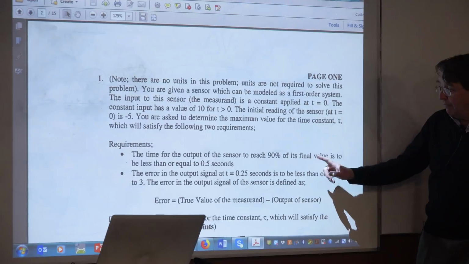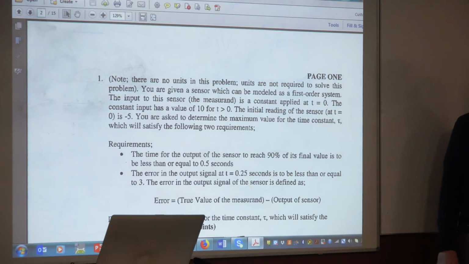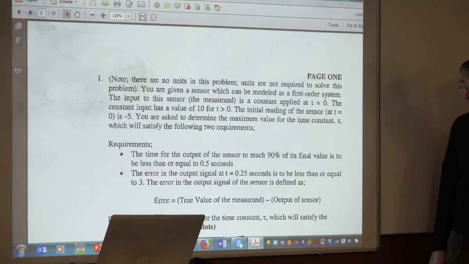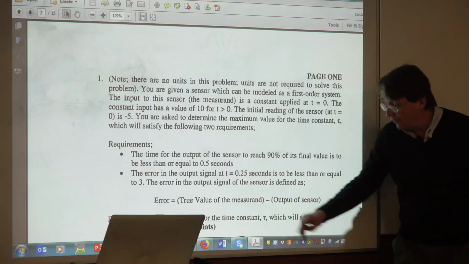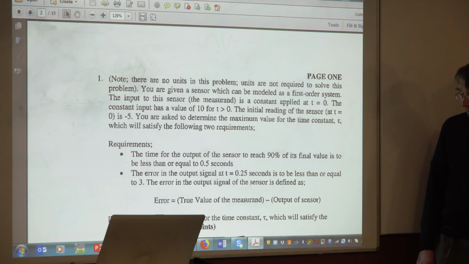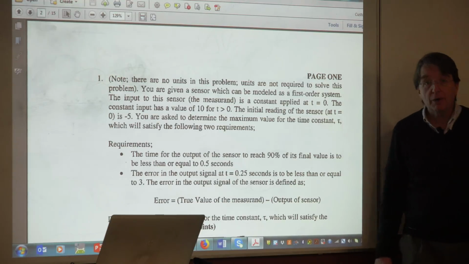The time for the output of the sensor to reach 90% of its final value should be less than a half a second. So we're going to set that up, and we're going to solve for tau. And then the error at t equals 0.25 seconds, this will be less than or equal to 3. And the error is defined as the true value of what we're measuring minus the output of the sensor. Now, determine the maximum value of tau which will satisfy the above two requirements.